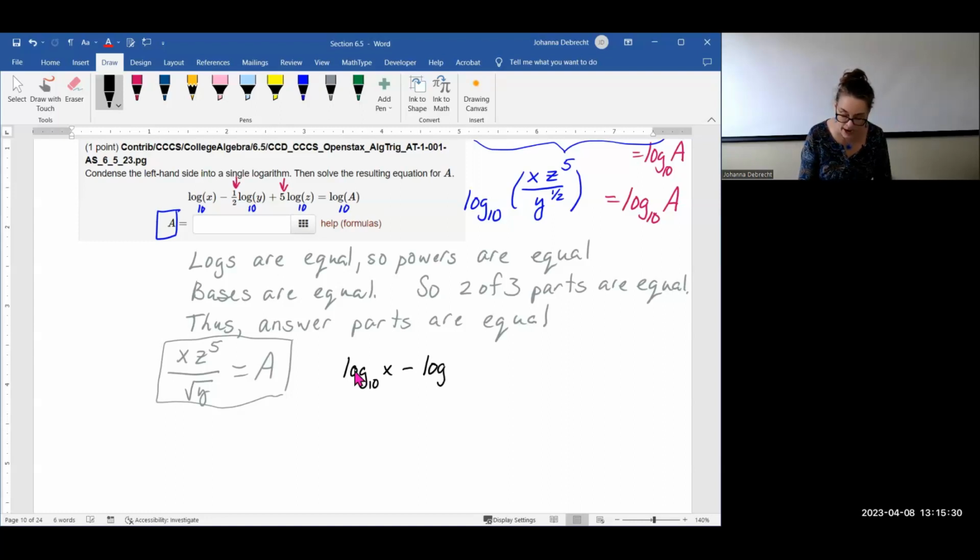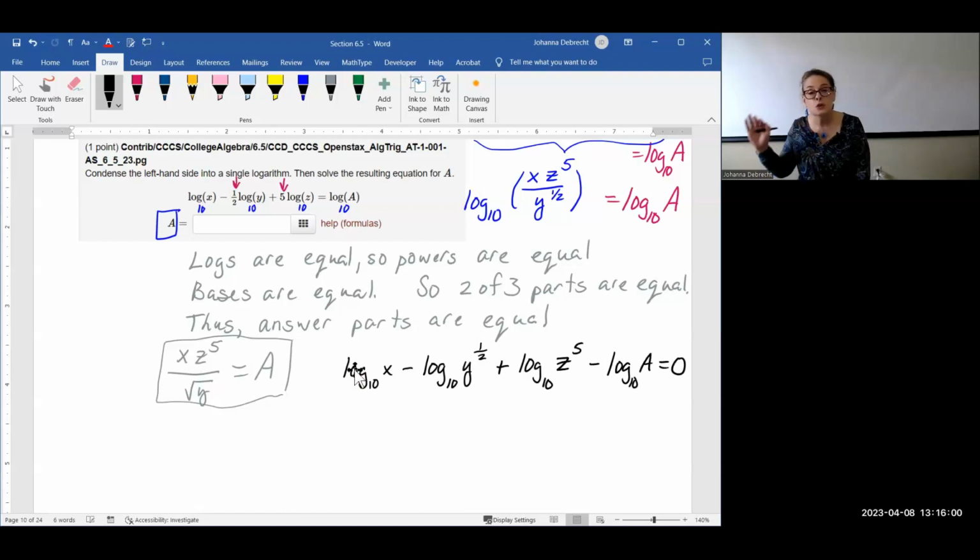And again, the 1/2 power is also the square root. So if you want to write it as the square root of y, you can do that from the beginning. And then this becomes log base 10 of z to the 5th. And then if I want to, I can subtract the log base 10 of a. So I have minus log base 10 of a.